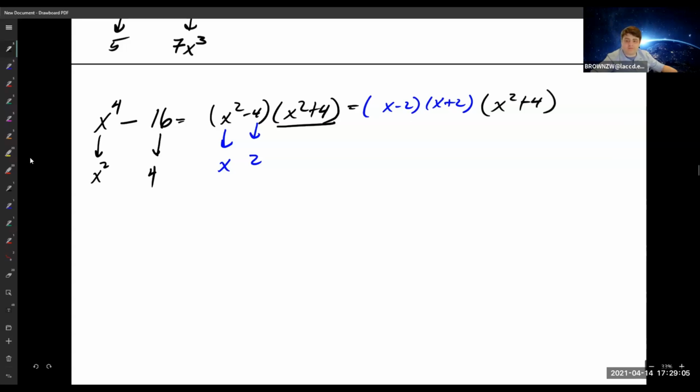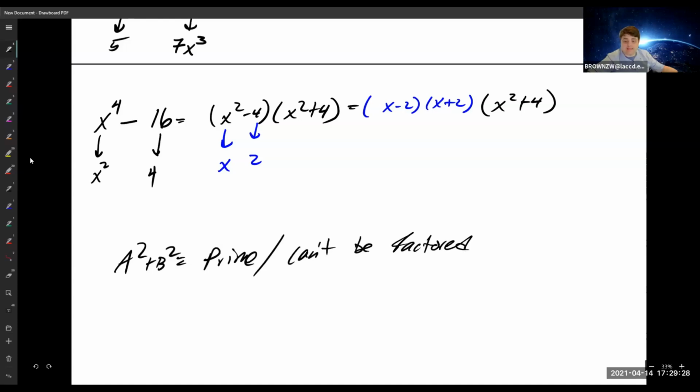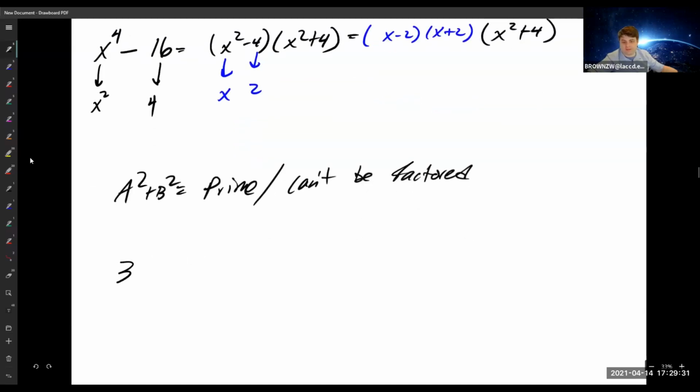So there are times when difference of squares leads to another difference of squares. Just be on the lookout for that. But note in general, if you have something that's of the form a squared plus b squared, that's prime, which means it can't be factored, at least using this trick. You might be able to pull out, if we had something like 3x squared plus 9x, we could definitely pull terms out of that, but we can't use this factoring of perfect squares, this difference of squares.